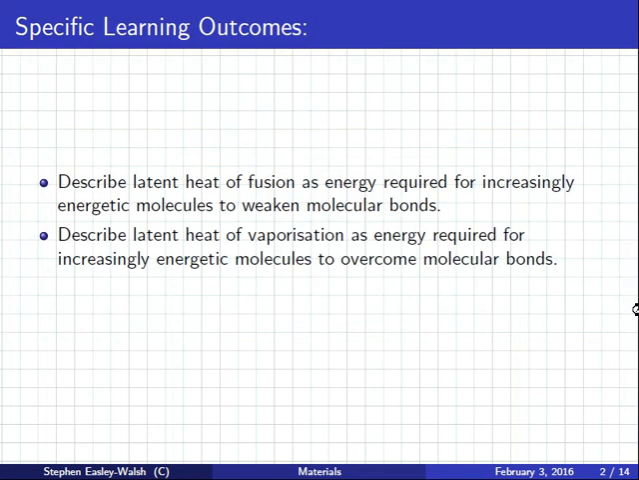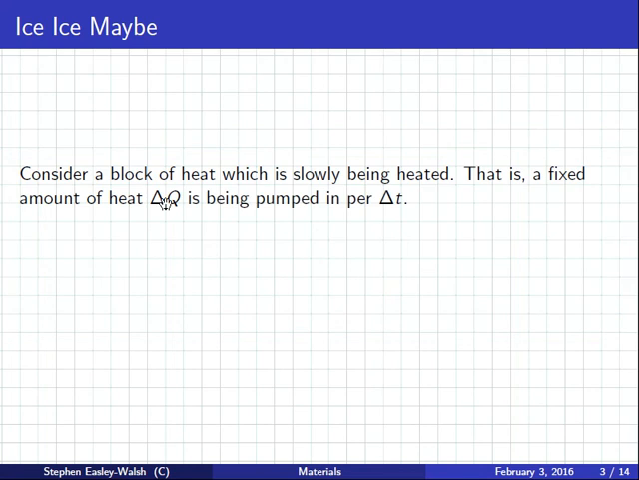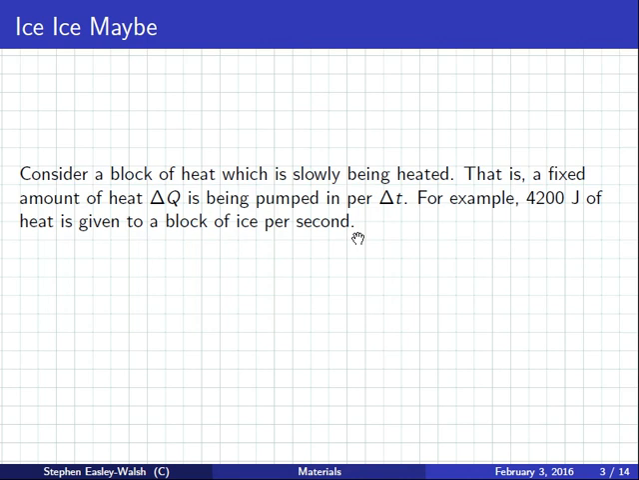Alright, so first thing I want you to do, imagine a block of ice which is slowly being heated. A fixed amount of heat is being pumped in per second. For example, imagine you have some water and you're putting in 4,200 joules into the water per second, and it's a kilogram of water. So what would happen to the temperature? You have a kilogram of water and you put into it 4,200 joules. What happens to the temperature?